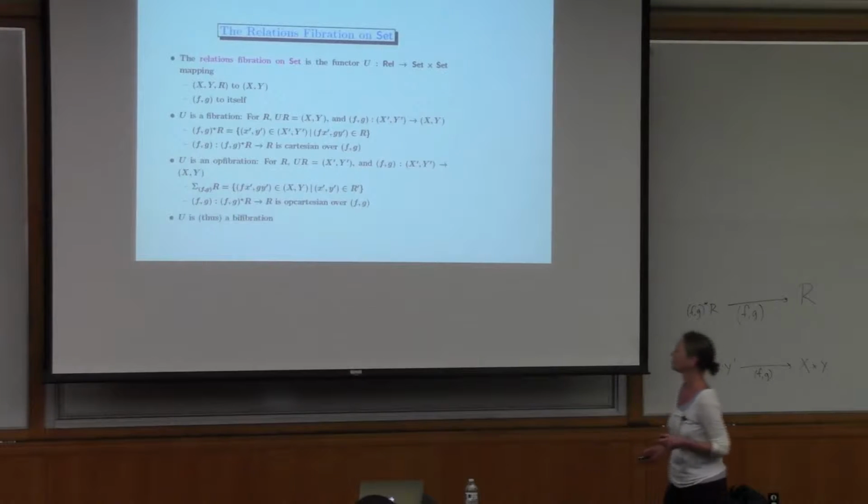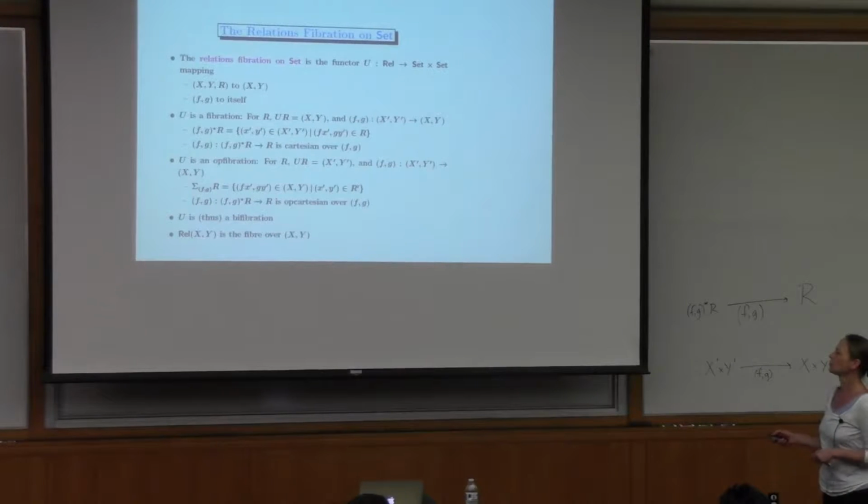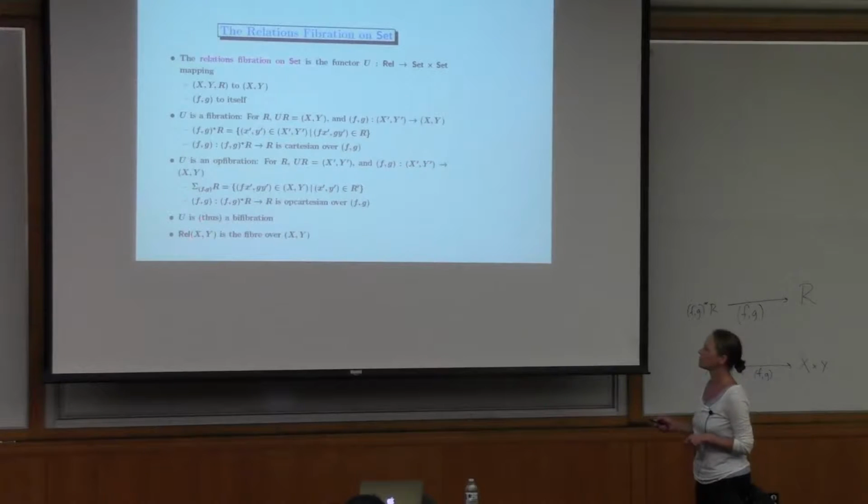All right, and that's all I've said. So, yep, got a bifibration. And I'm going to write rel xy for the fiber over xy. So remember, this is the collection of all the things that map to xy via the fibration here. Okay, but that forms a category: all the maps over the identity.